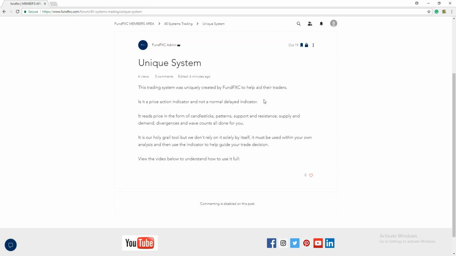This trading system was uniquely created by FundFXE to help aid their traders. It is a price action indicator, not a normal delayed indicator. It reads price in the form of candles, patterns, support and resistance, supply and demand, divergences and wave counts, all done for you. It is our holy grail tool, but we don't rely on it solely by itself. It must be used within your own analysis, and then use the indicator to help guide your trade decision. So with that, let's move on to our actual charts with the actual indicator applied.